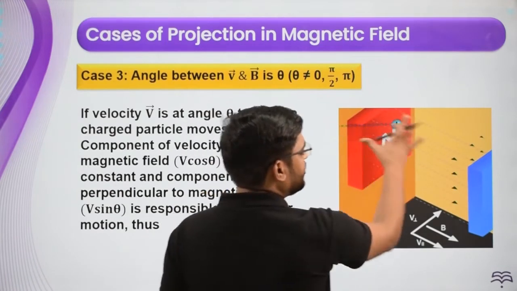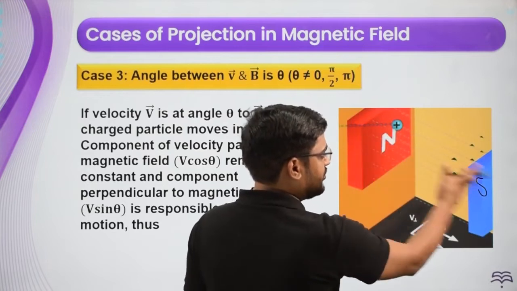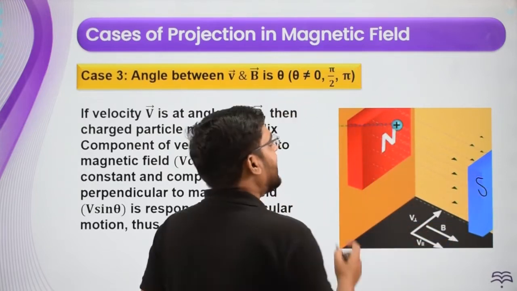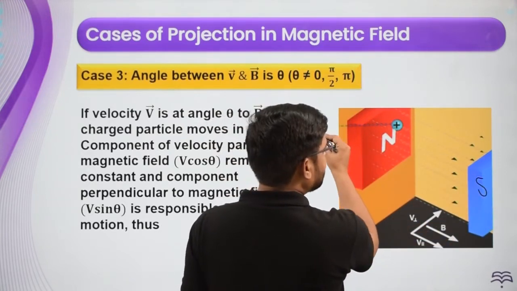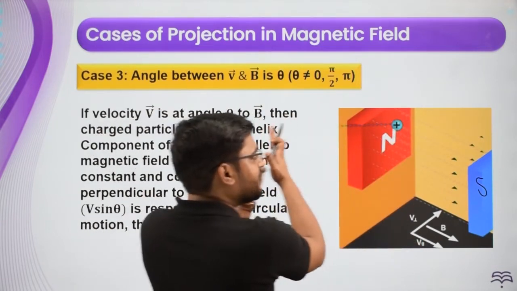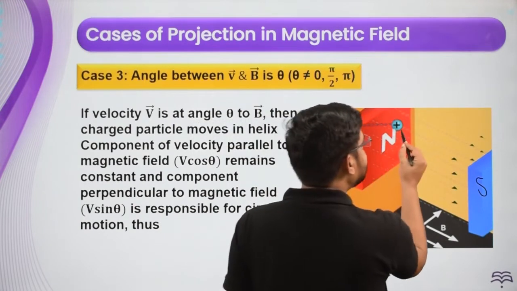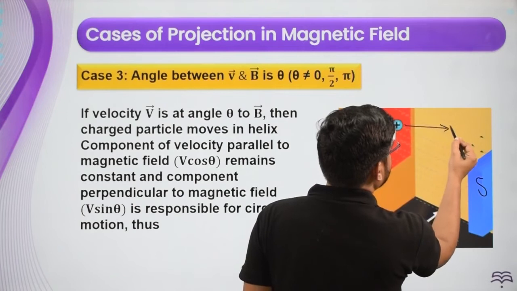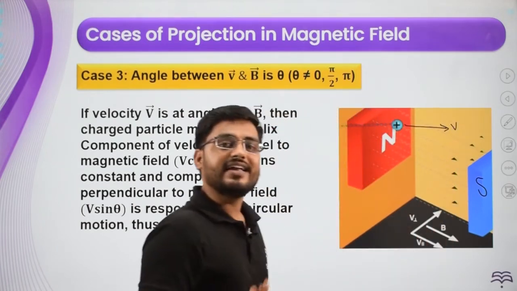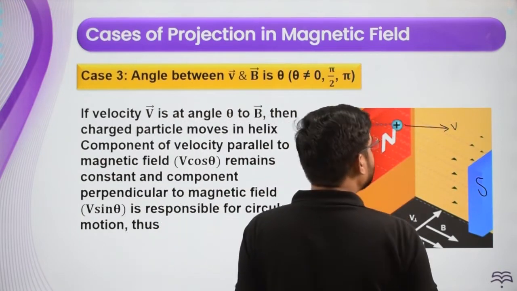So this is my north pole, this is my south pole, and the magnetic field is from north to south between the two poles. Say there is a positively charged particle which is entering from here. What happens as it enters here? Its velocity is basically in this direction. I can split this velocity into two components. What are those two components?